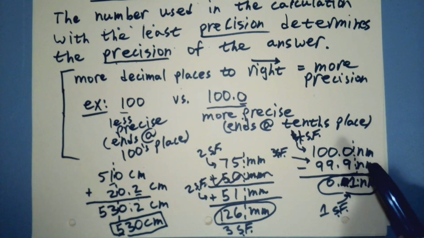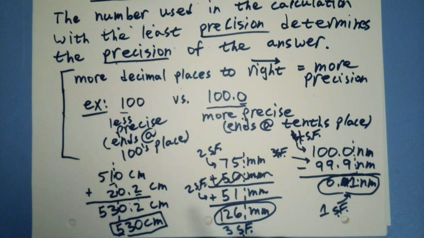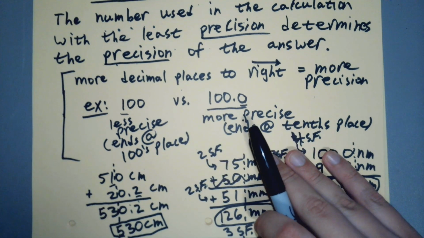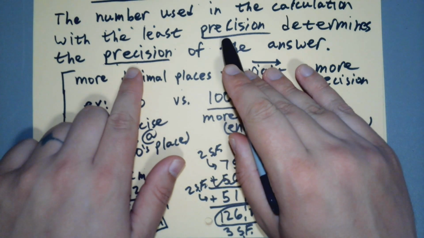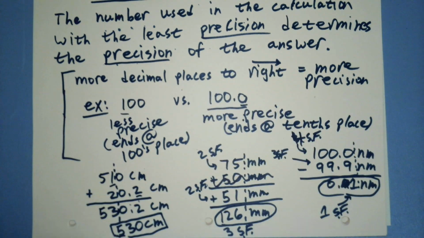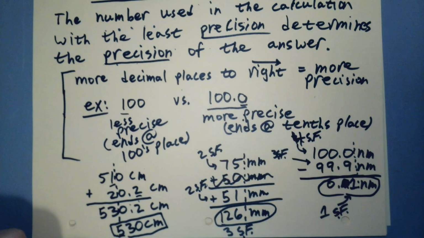Okay, so that's the whole story on addition and subtraction. So next we're going to talk about multiplication and division. And again, the rule's going to look very similar to start out, but there's going to be a key difference. The word precision is not showing up in it. Alright, so on to the next one.